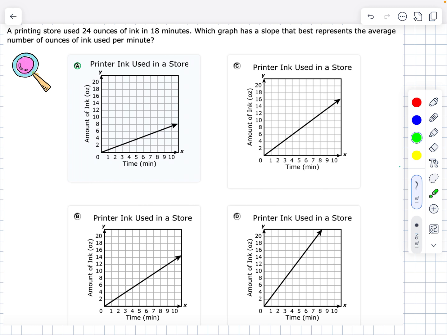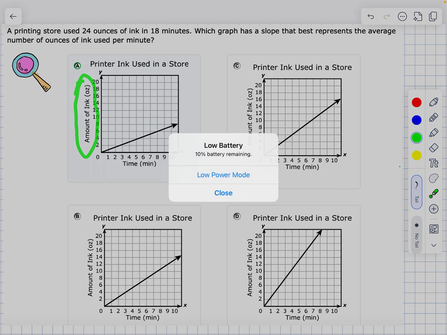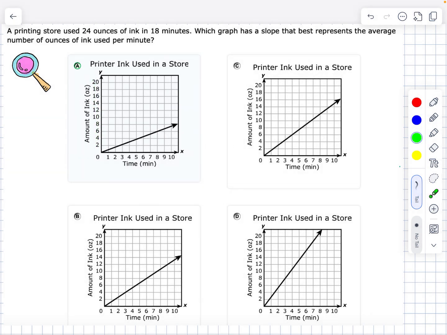Okay, so the first thing that I like to do is look at all the answers. So printer ink used in a store, all that's the same. This is the amount of ink in ounces, and that goes from 0 to 20. And this one goes by twos, which is important. And then the time is the same. So all of these things are the same. The only thing different is the slope of each of these lines. Okay, so it's pretty straightforward.